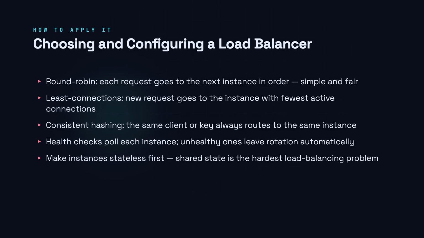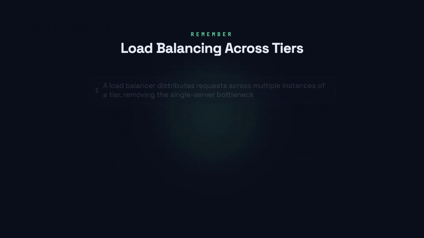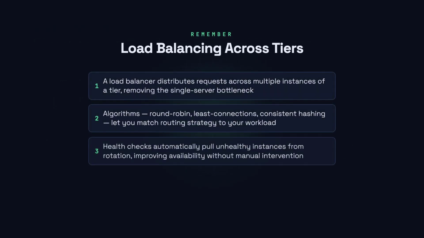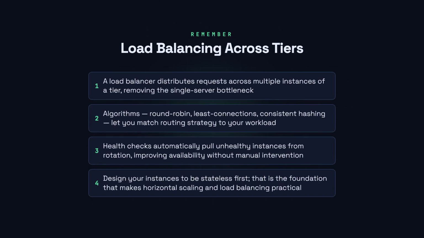And before anything else, design your instances to be stateless. That single decision makes every other load balancing concern dramatically simpler. To bring it together, a load balancer is the component that lets you run many instances of a tier and spread work across them. You pick a routing algorithm that fits your traffic pattern, configure health checks so failures are handled automatically, and most importantly, make your instances stateless so any request can land anywhere. With those pieces in place, each tier in your architecture can scale horizontally, independently, and without downtime.